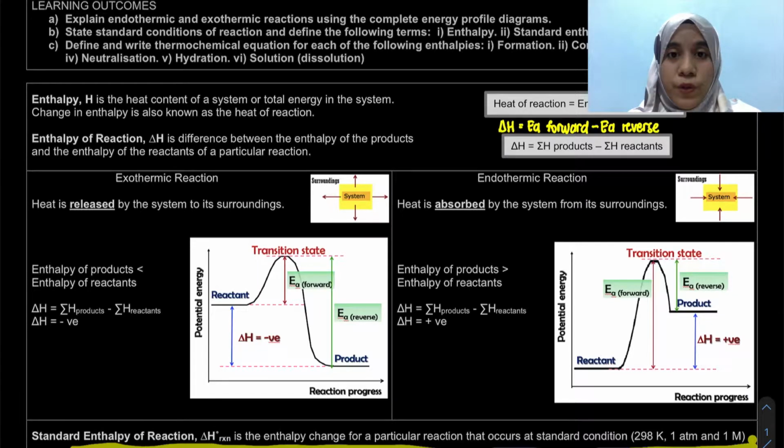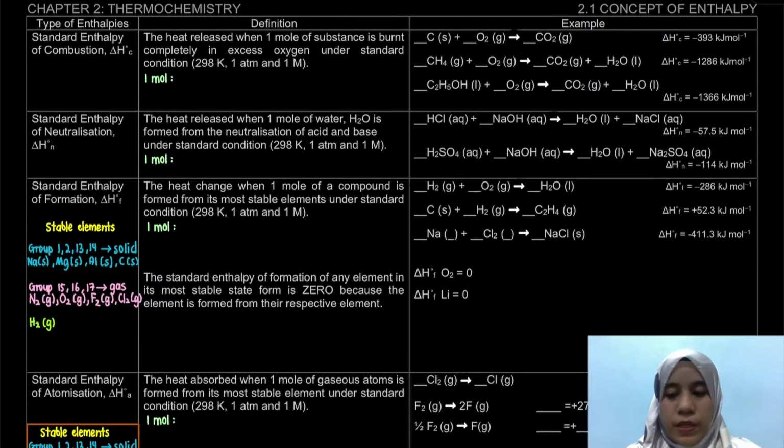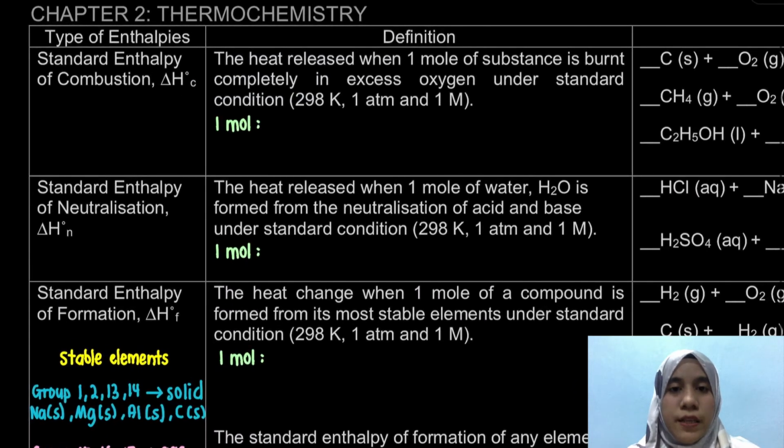Next, we're going to look at different types of reaction, and then apply them to the definition itself. It's quite specific, so let's look at your notes on page 2. The first one is the standard enthalpy of combustion. Again, we have delta H, and the naught means that it is a standard condition. C stands for combustion. So that is the type of enthalpy.